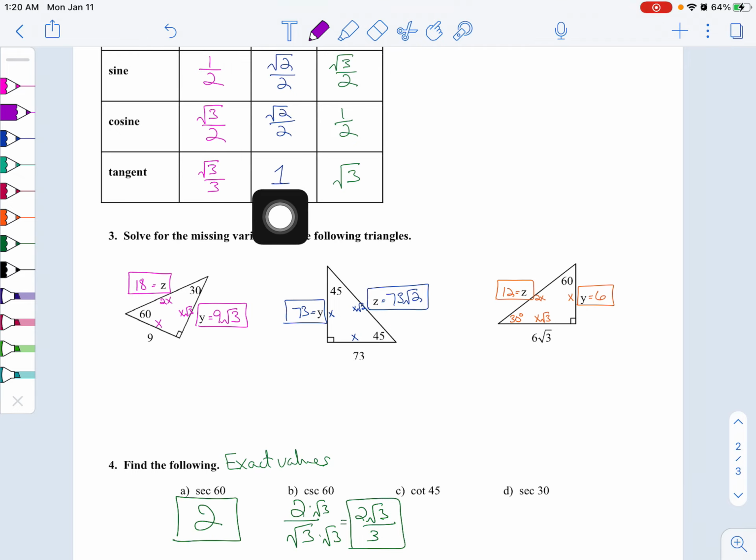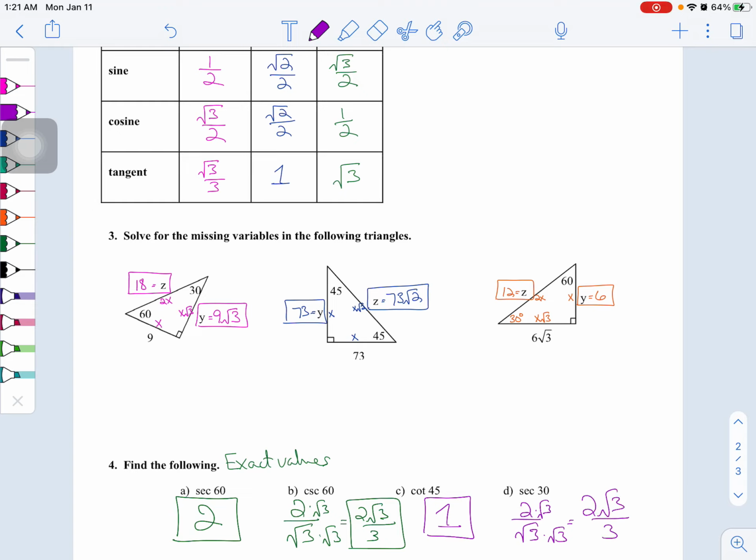Cotangent of 45. Well, cotangent's the reciprocal of tangent. And the tangent of 45 is 1. Well, the reciprocal of 1 is 1. That was easy to work with. All right, and secant of 30. Well, secant of 30 would be the reciprocal of cosine of 30. Cosine of 30 is root 3 over 2, so the reciprocal would be 2 over root 3. Rationalize that, just like we did in cosecant of 60, and that's going to be 2 root 3 over 3.